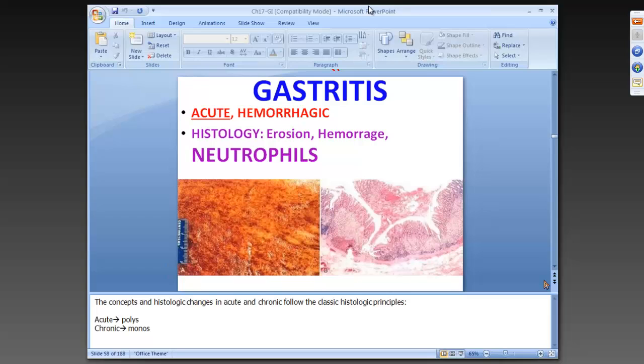The concepts and histological changes: acute to the left and chronic to the right. Follow the gastric histological principles. Acute, chronic. Acute is the better one here. This is hemorrhagic. See the blood, the presence of blood.